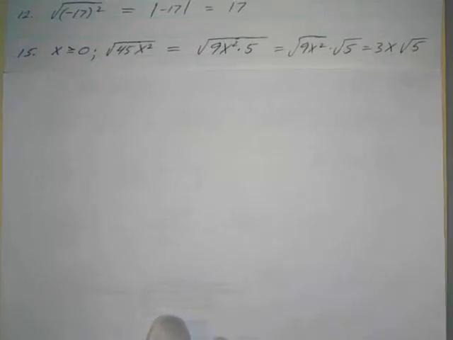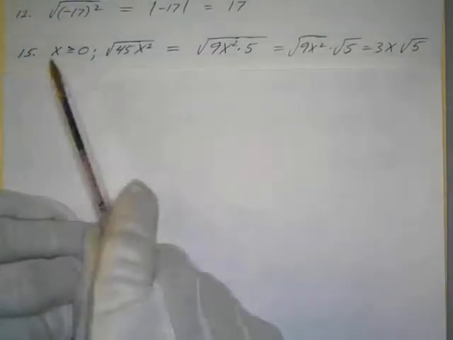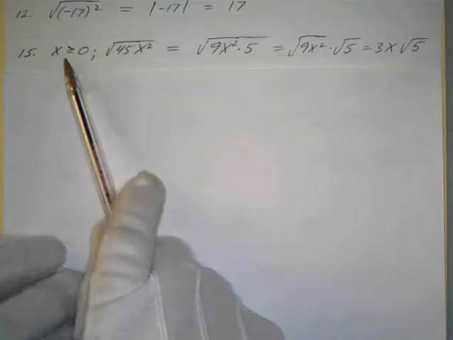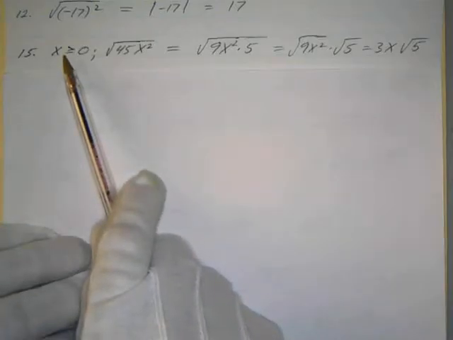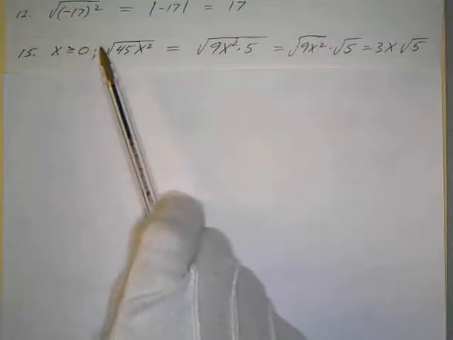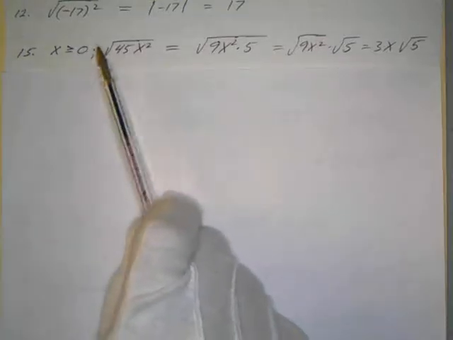Now, they gave you a stipulation that x was going to be non-negative real numbers, which means x is going to be greater than or equal to 0. So remember that, because this applies to some of the problems we're going to be talking about.